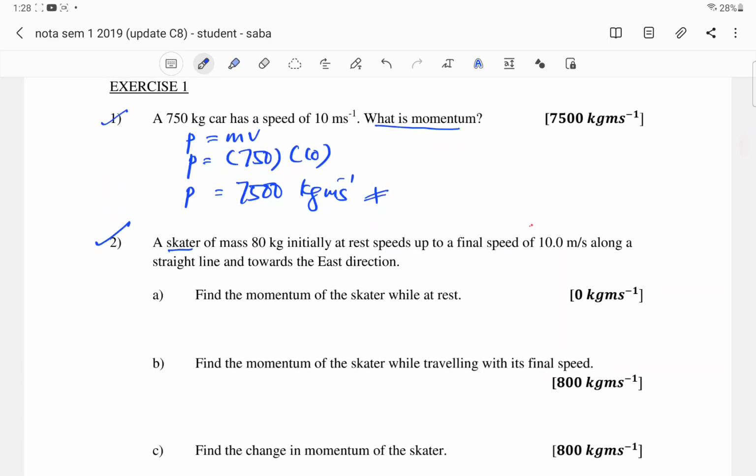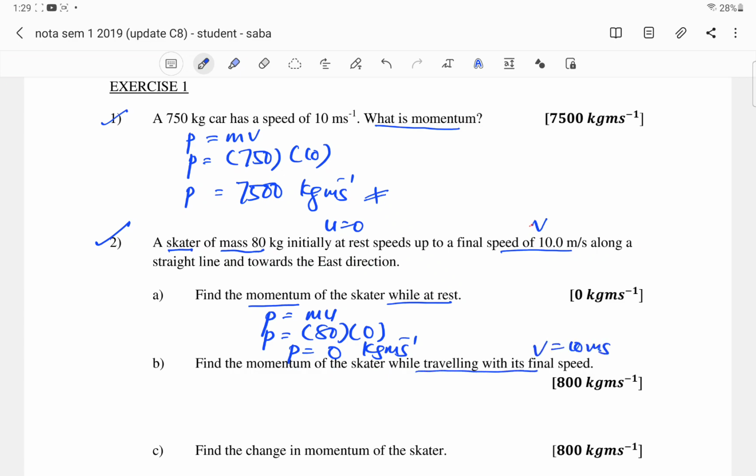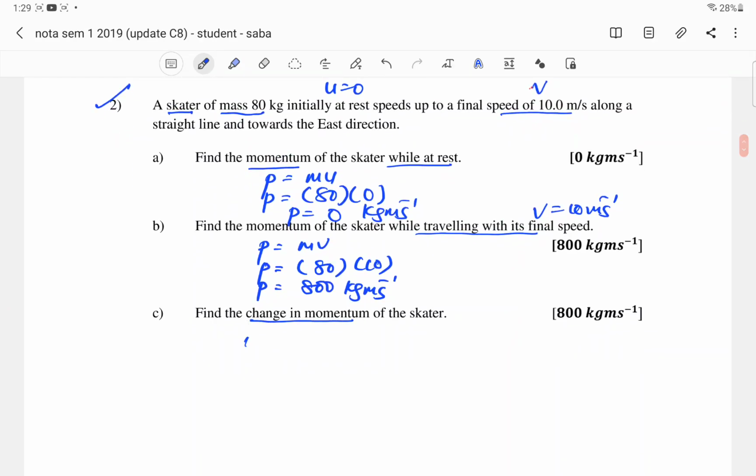Okay, number 2. A scooter of mass 80 kilogram is initially at rest, so u is 0, and the final speed is v along a straight line towards the east direction. Find the momentum while at rest. M is 80, but u is 0, so the momentum is 0. Find the momentum while traveling with final speed. Final speed is 10. So p equal to mv, mass is 80, v is 10, so p is 800 kilogram meter per second. Find the change of momentum, so delta p. P final minus p initial, so delta p is 800 minus 0, so delta p is 800 kilogram meter per second.